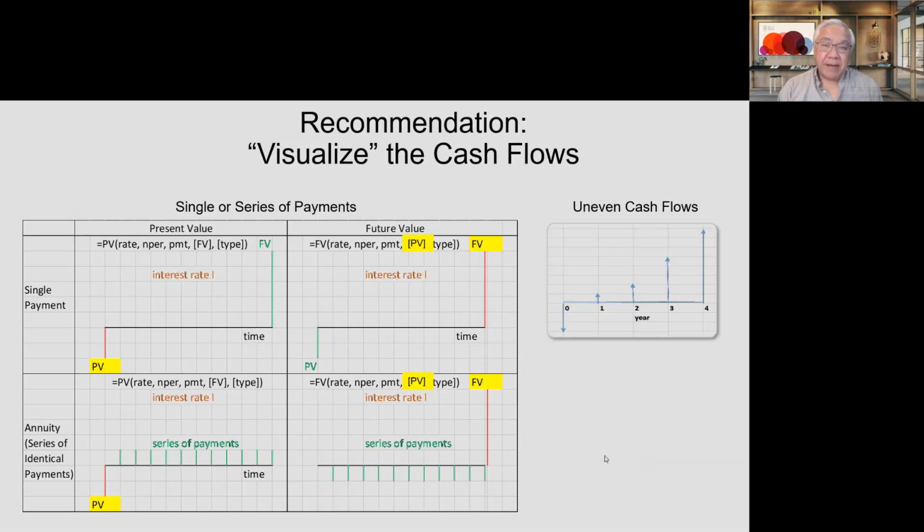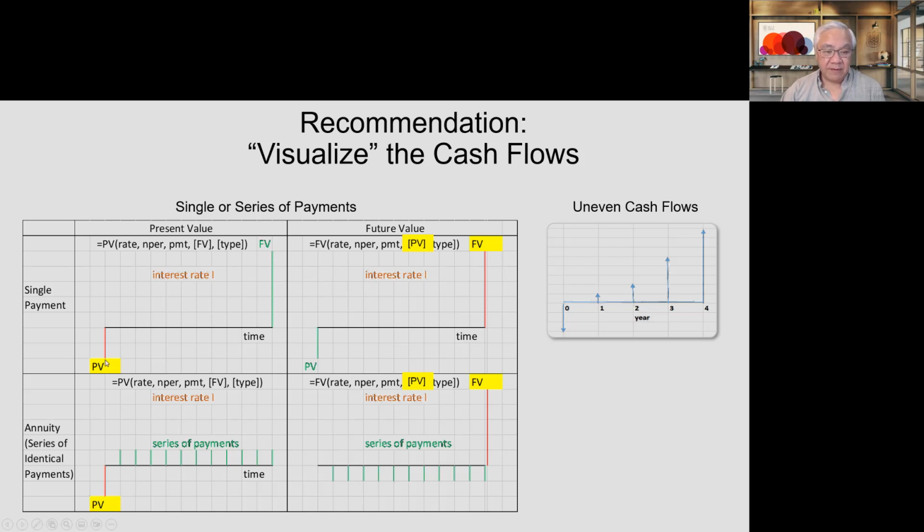All right, on this page, we see a recommendation I would give you anytime you do a present value calculation, and that is to visualize the cash flows. I'll explain what I mean by that. Notice that on the left side, we have this 2x2 matrix where we have present value in one column, future value here, and then on the rows, we have a single payment versus annuity. What we've been doing so far is simply single payment, where we had a payment that is made at the beginning of the period or at the end of the period.